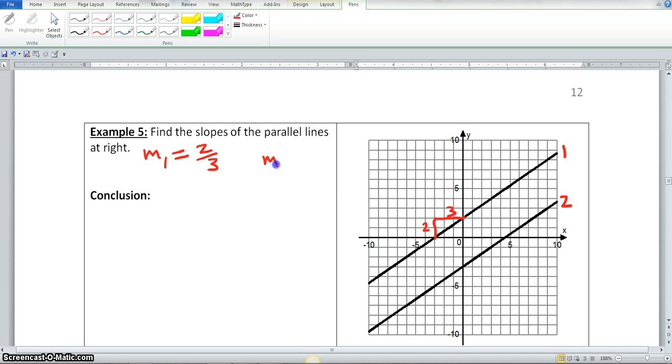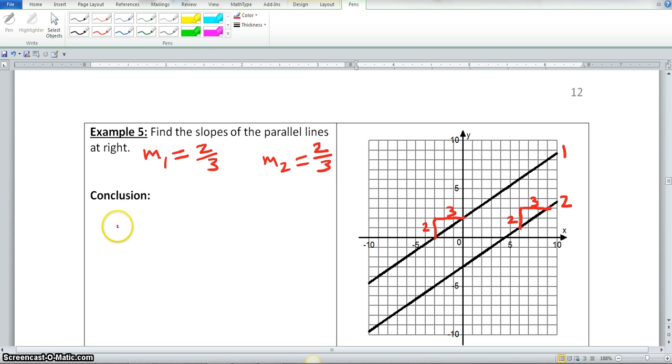Now we want to do the slope of line 2. So we need to pick 2 exact points. Now we have an exact point here, and we have an exact point here. Okay, so now we would do our rise, which is 1, 2. Our rise is 2, and our run is 3. So this slope is also 2/3.